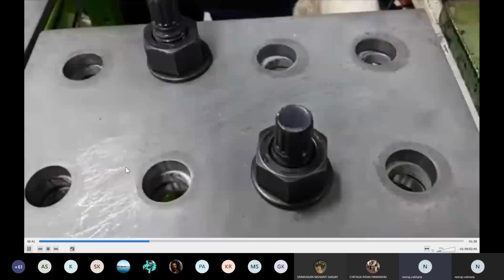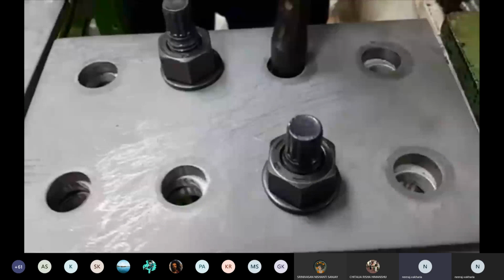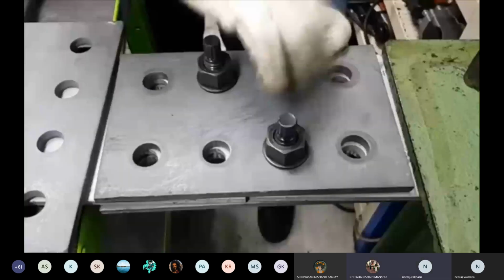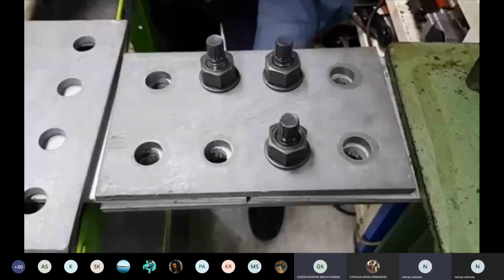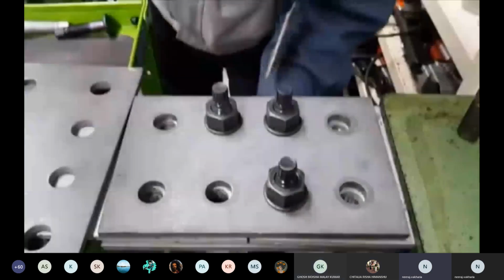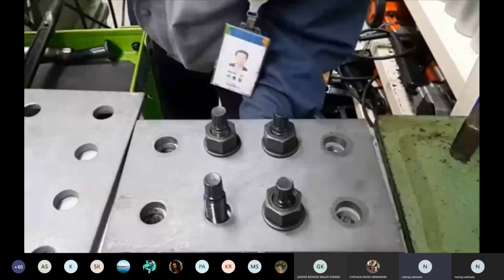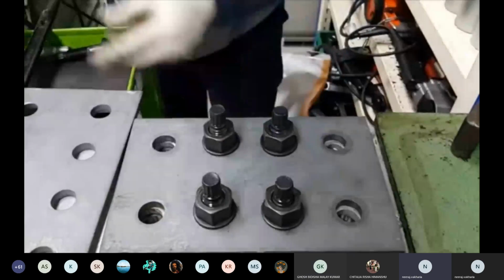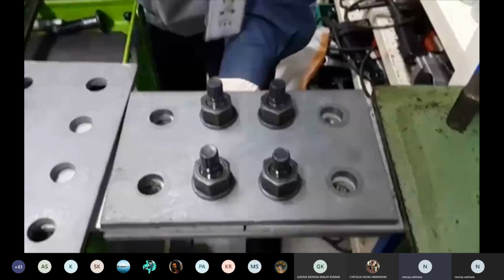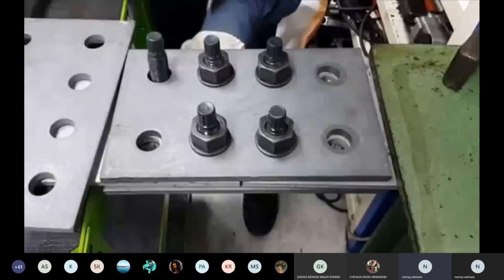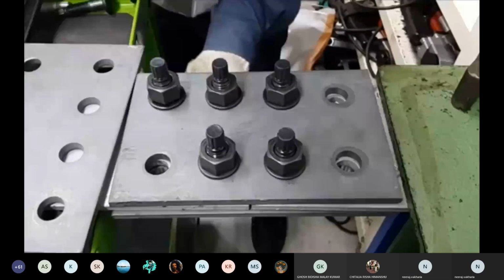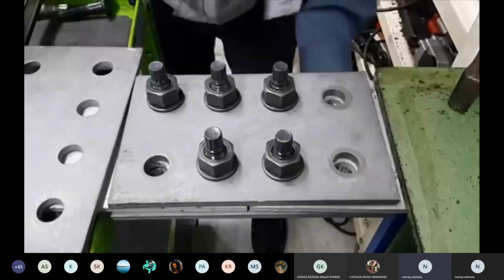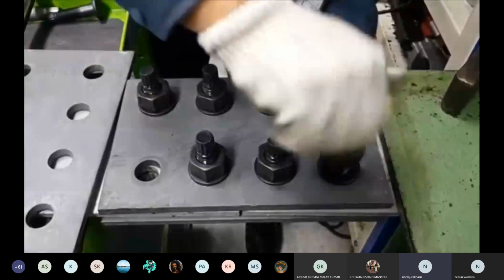Guys, is the video smooth or is it freezing in between? It's freezing, not smooth. Okay, no issues. Just see this for now. I'll upload it in the file so that you can refer to it later on. But you might be able to see a glimpse of it. He's just inserting the bolts and putting the nut over it in all the holes.